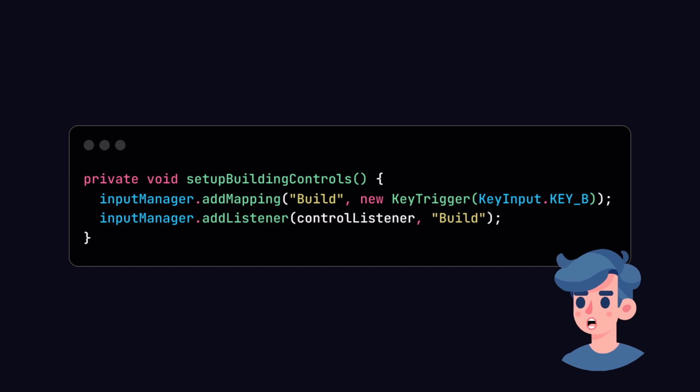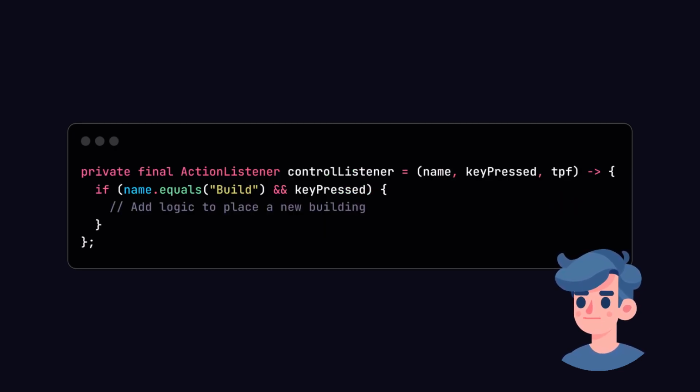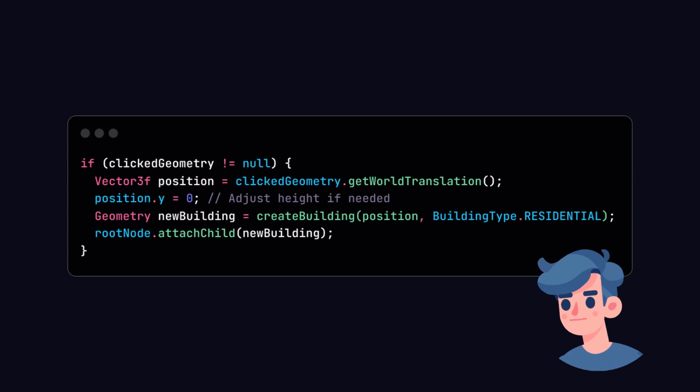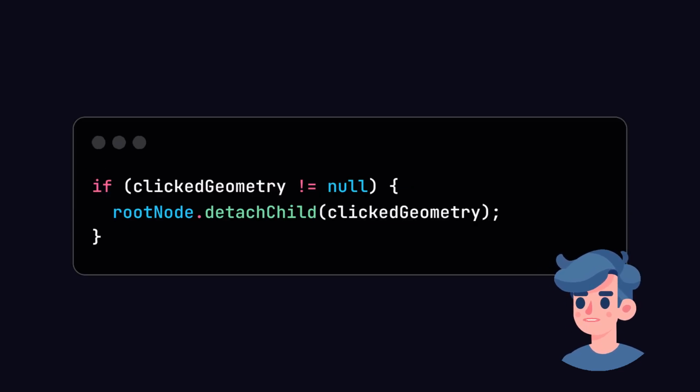Now, let's add a mechanism for building construction and demolishing. We will implement basic controls to allow players to place new buildings or remove existing ones based on what they select. Now, we will need to define the logic to build a structure when the B key is pressed. To facilitate placing buildings, we'll implement a function to handle the placement of a new building on a grid. Let's assume we want to place the building directly under the mouse cursor. We can also implement demolition. This would involve detaching the building geometry from the root node.